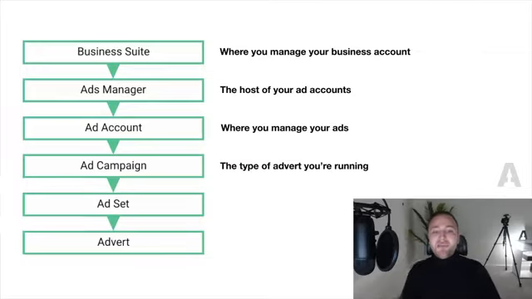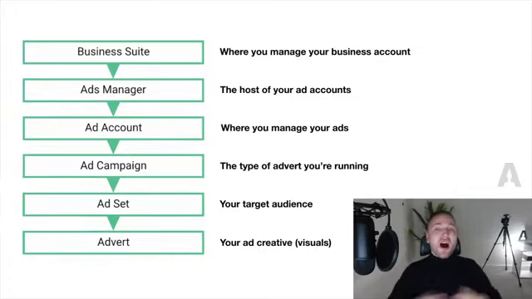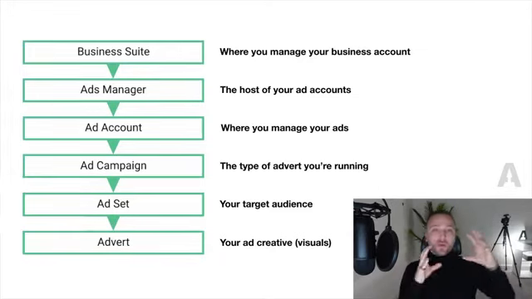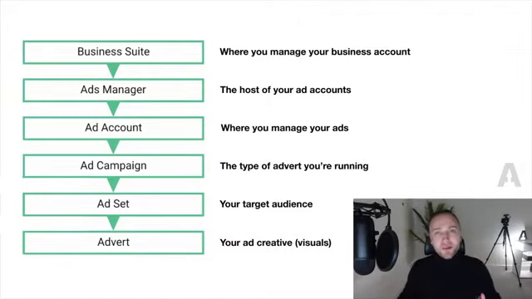Underneath an ad account, we have an ad campaign, and this is the type of advert we're actually running. We then have an ad set, which is our target audience. And finally, we have our ad creative, okay? The advert itself, the visuals. You'll notice that ad campaign, ad set, and advert are all grouped up on this diagram, and that's because they are the three core components that make up a Facebook ad. Let's jump into that a little bit further.